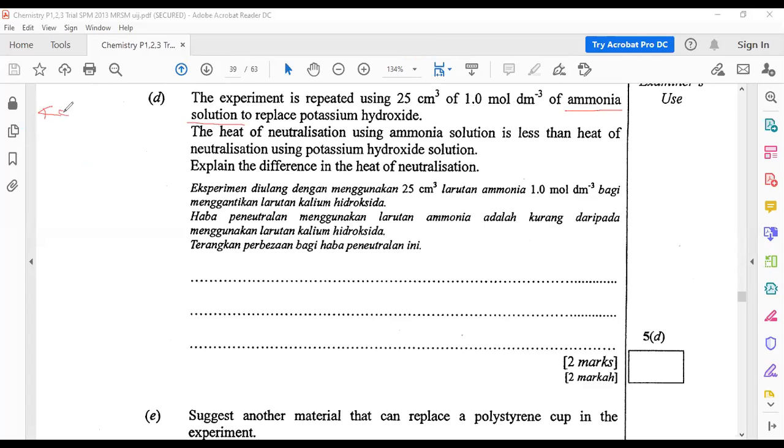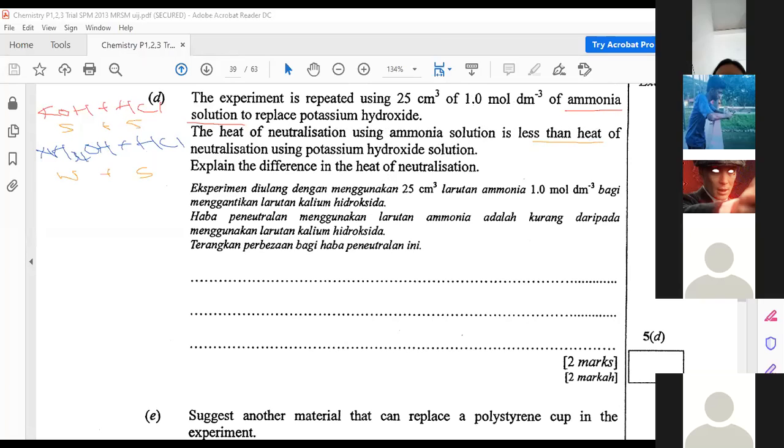Initially, we have this KOH and HCl, where it is a strong and a strong. Now, we are going to use the ammonia solution, NH3 or NH4OH, with the HCl. From our previous lesson, we know that this is a weak and a strong. Now, the heat of neutralization using the ammonia solution is lesser than the heat of neutralization using the potassium hydroxide solution. You are now going to explain the difference in the heat of neutralization.